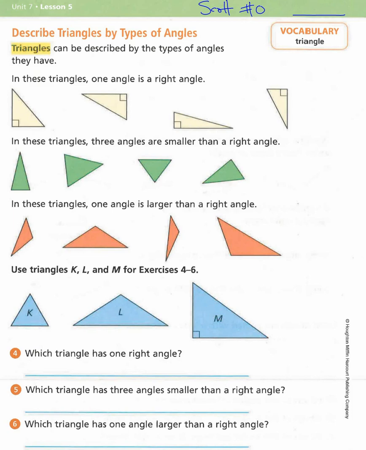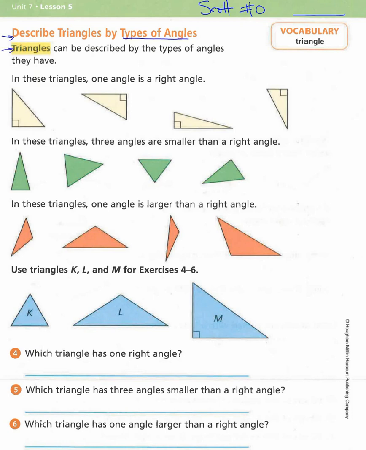All right, so in the lesson before, we learned about what a ray is. It's a kind of line that has a starting point and then it goes on forever. We learned about what angles are, and then we learned what a right angle is. We learned that angles can be more closed or smaller than a right angle, or they could be more open or larger than a right angle. So in this lesson, we're going to be learning about triangles. We're going to be describing triangles by the types of angles that are inside of them.